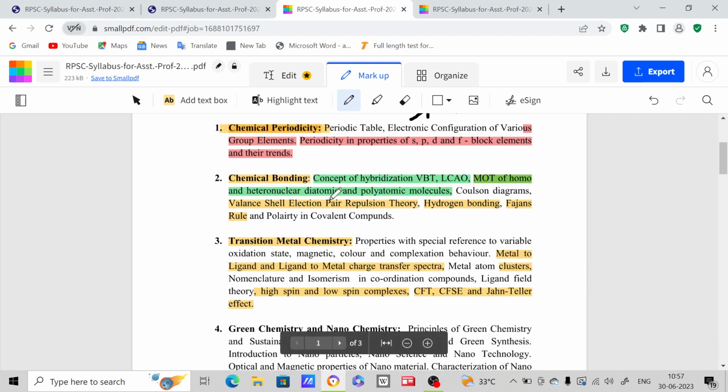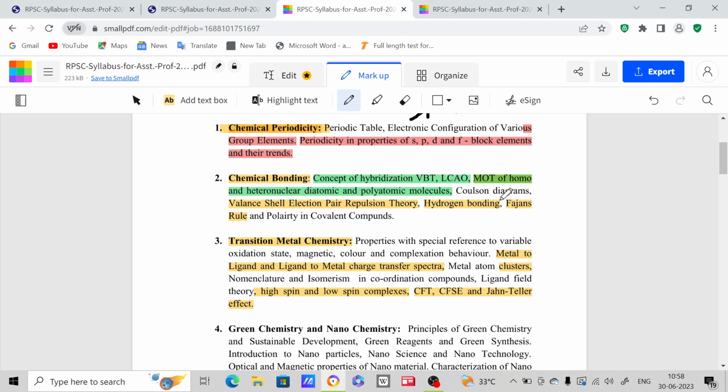Next one, if you see the chemical bonding chapter, you have already studied it for CSIR NET and GATE. This chemical bonding chapter is also very easy and has important topics. Hydrogen bonding, I hope you people have studied this. Valence shell electron pair repulsion theory is the most frequent topic asked in the CSIR NET exam.